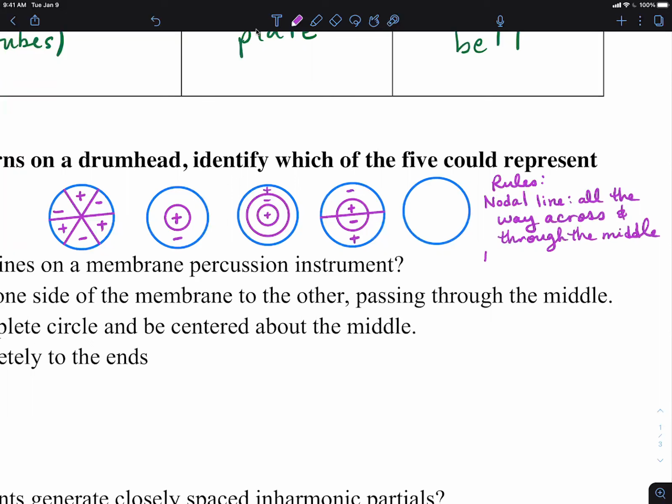And then the nodal circles, they must go all the way around and be centered on the middle.